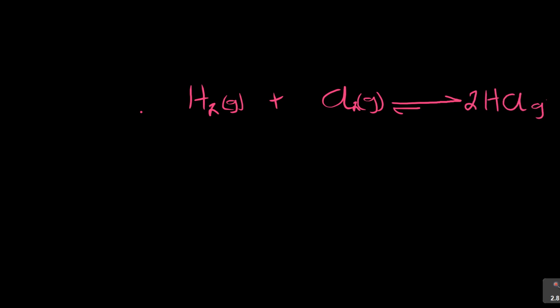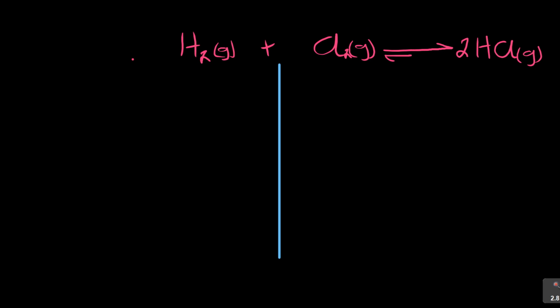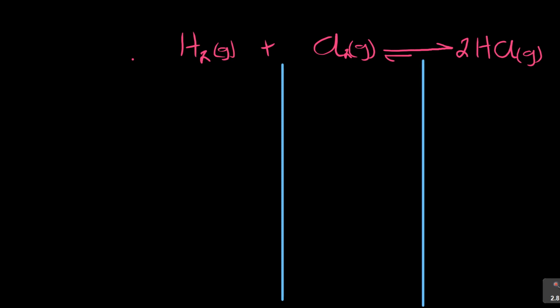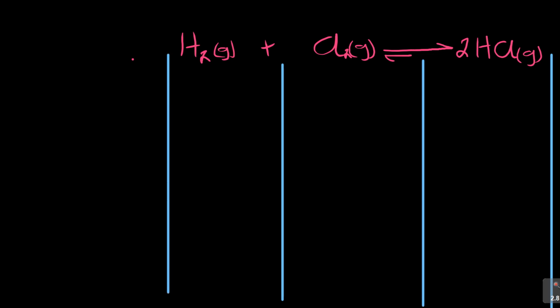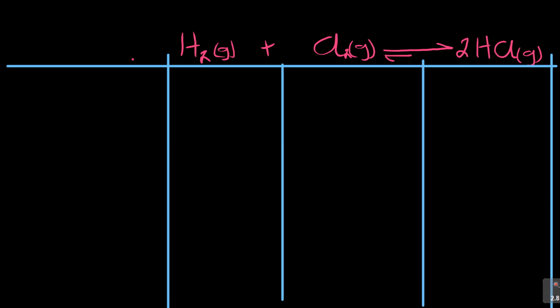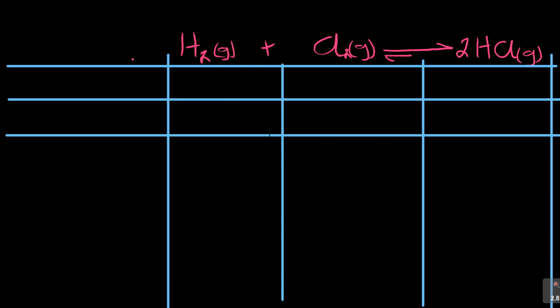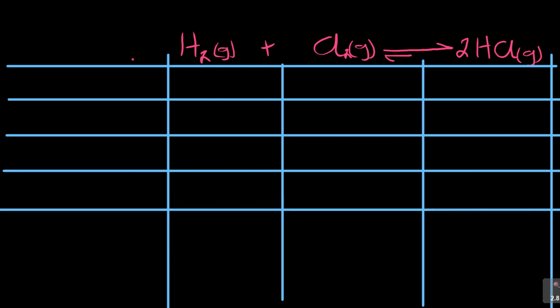So I can have my RICE here to say, I have my hydrogen, which is a gas, plus chlorine, which is a gas, to give me 2HCl, which is also a gas. Remember, this is the beginning. I need not limit my space, so I can have this quickly. Divide this, and divide this, and then have my table. We've done this previously.